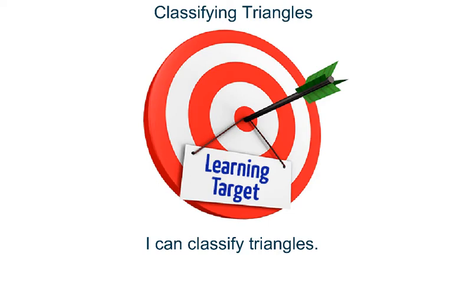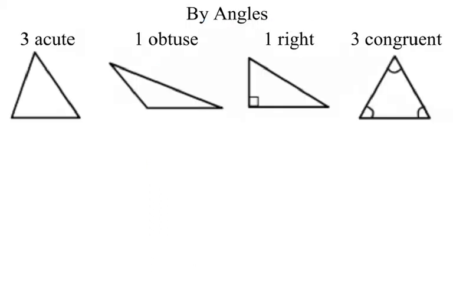So, this is going to be classifying triangles, and our learning target is I can classify triangles. Anytime you see this word, that's just a fancy word for name. So, we're going to name triangles. Probably this is stuff you already know, but maybe not. Okay, so you can classify triangles by angles.